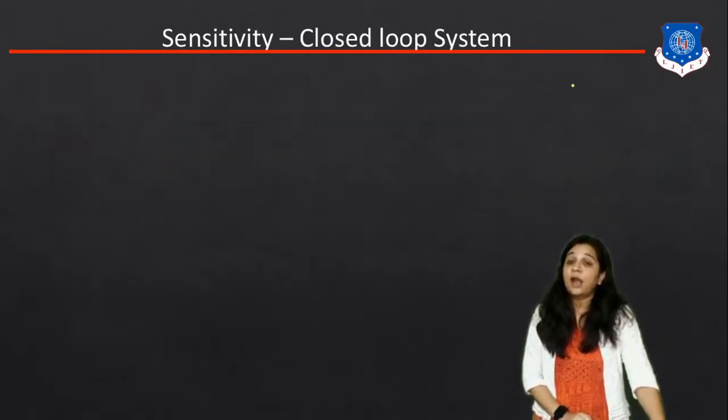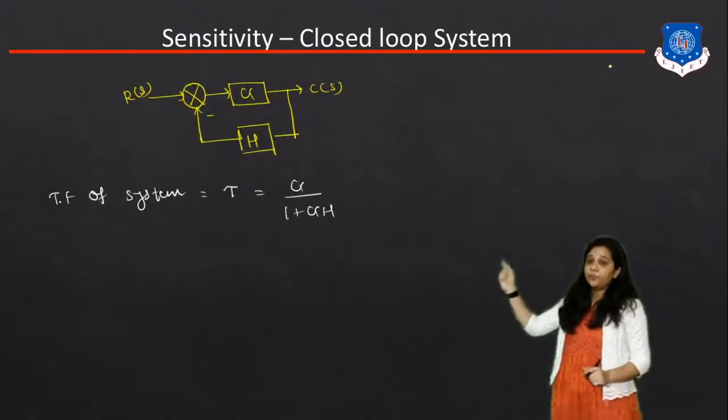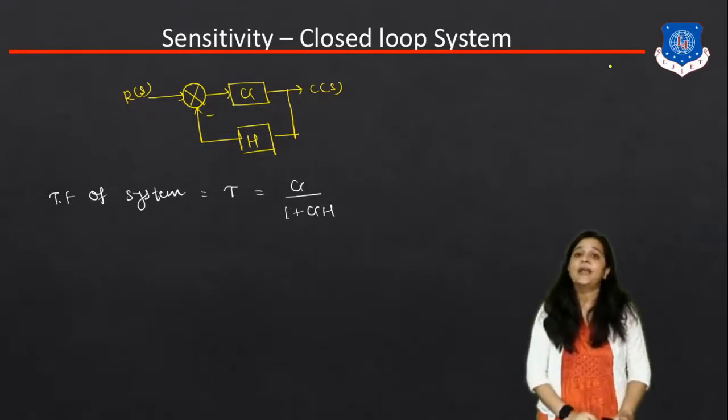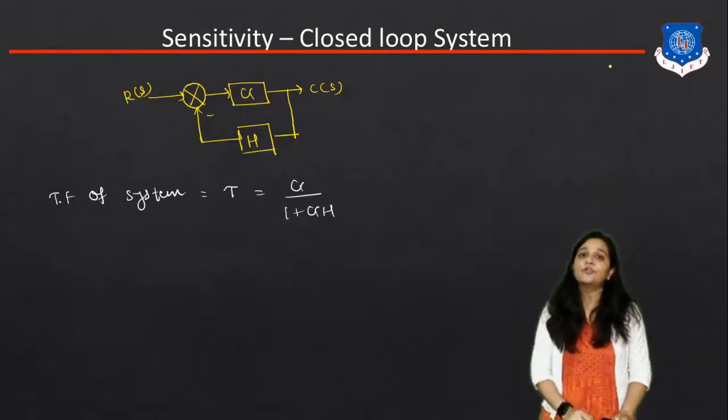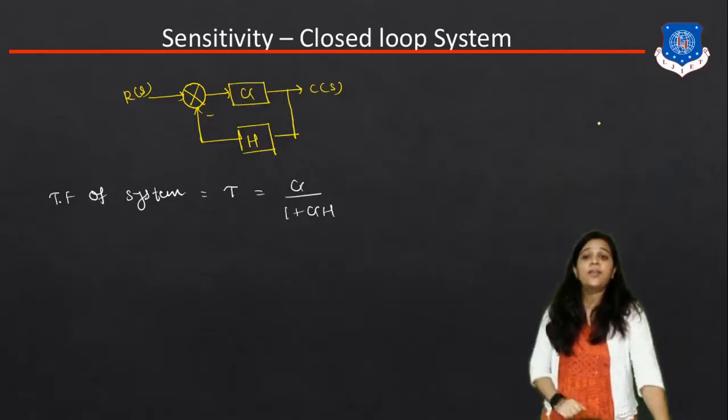Now, how do we find the sensitivity in the closed loop system? We consider a closed loop system where R(s) is the input signal and C(s) is the output signal, with G as the forward path and H as the feedback path, and one summing point. If we write down the transfer function for this closed loop system, T is equal to G upon 1 plus GH, using rule number 3 in the block diagram reduction rules. Here a negative feedback sign is given, so we take 1 plus GH.